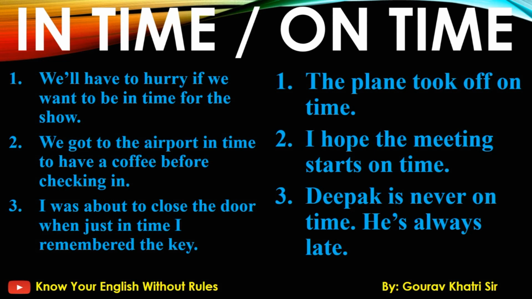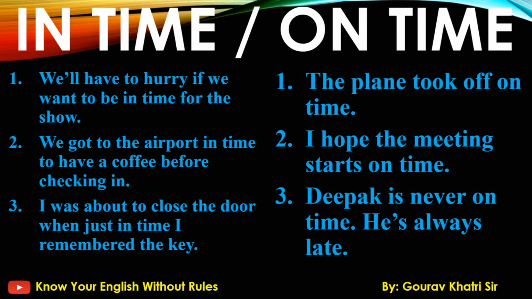You must be wondering sometimes what is the difference when you have to say in time or when you have to say on time, because both of them are correct. See the sentences first. We'll have to hurry if we want to be in time for the show. In time for the show. But the sentence opposite to that, the plane took off on time. Now if you compare, on time means at that exact time. If the plane was to take off at 7:31, the plane took off at 7:31. So it is on time, at the dot time, at the fixed time, on time.